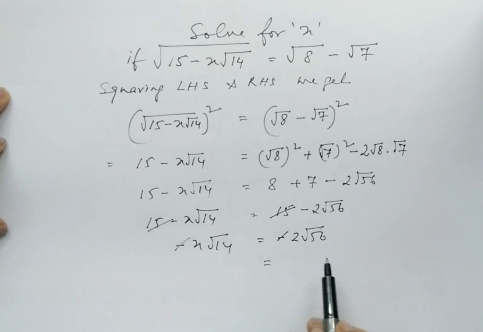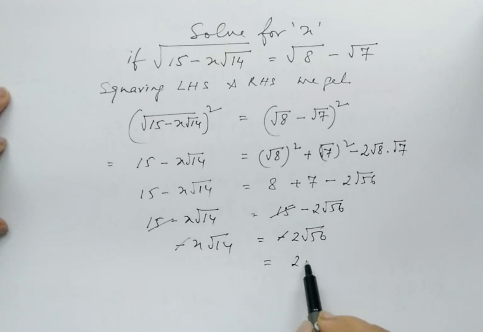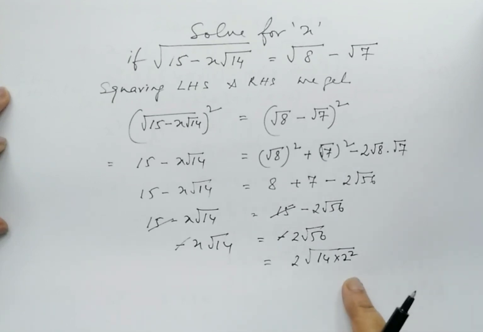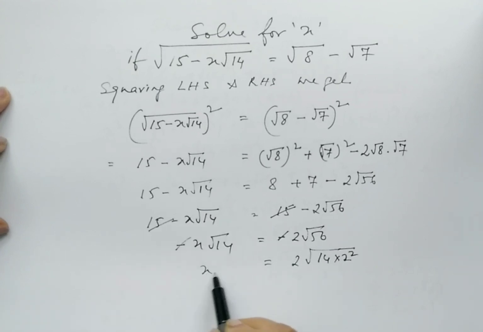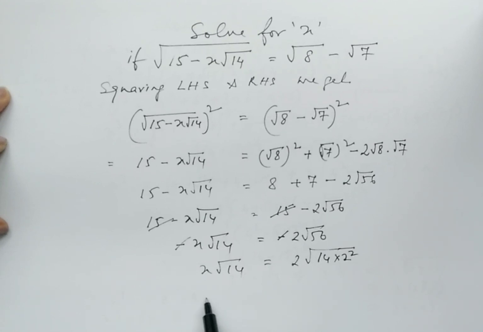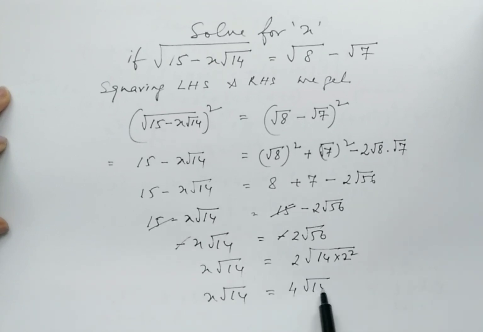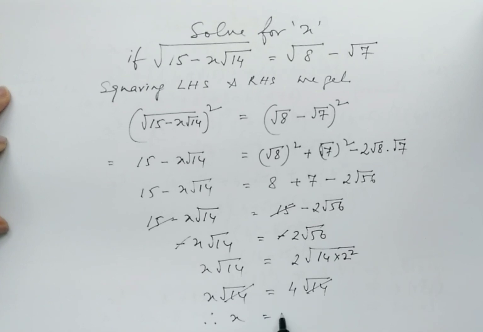What about this? Can we not write 2 root 56 as 2 root 14 into 4, that is 2 square? 14 fours are 56. All right, guys, so x root 14. Now x root 14 equals, 2 comes out, so we are left with 4 here. 2 into 2 is 4 and 14 remains inside. When we cancel this from both sides, we are therefore left with x equals 4.